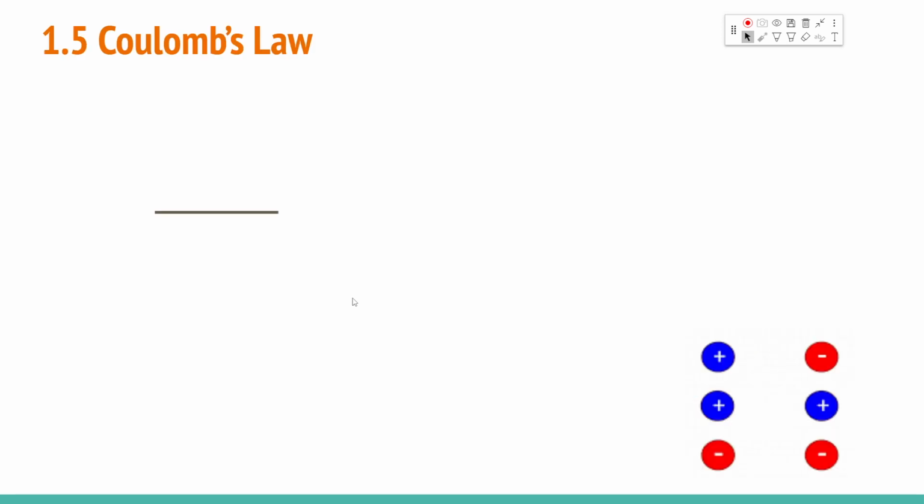Okay, not related to electron configuration or that kind of stuff, but important for 1.5 is Coulomb's law. Coulomb's law is a very, very common reason for FRQ answers. So trying to understand Coulomb's law is very beneficial to you.